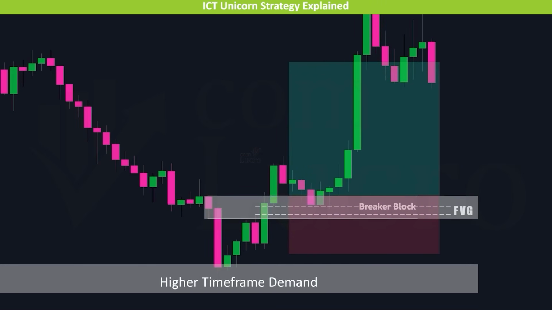For example, in the gold scenario, imagine price has reached a higher time frame demand zone. If the unicorn model forms inside this area, it creates strong confirmation. The higher time frame context supports the trade, while the lower time frame provides precision for execution. Even if the lower time frame shows short-term bearish momentum, the higher time frame structure may still be bullish. In that case, a long entry aligns with the dominant trend, which greatly increases the probability of reaching the intended targets.